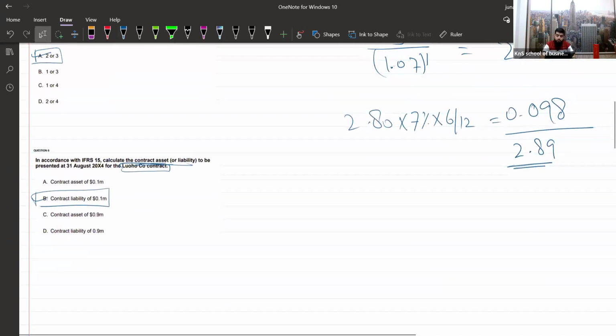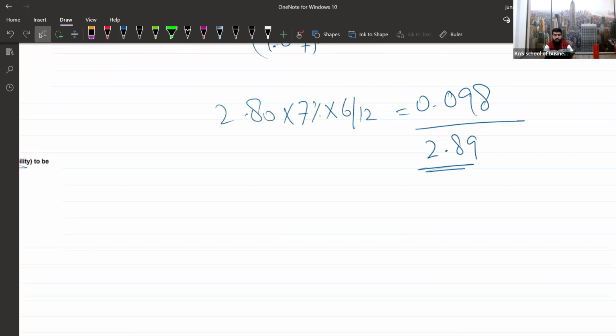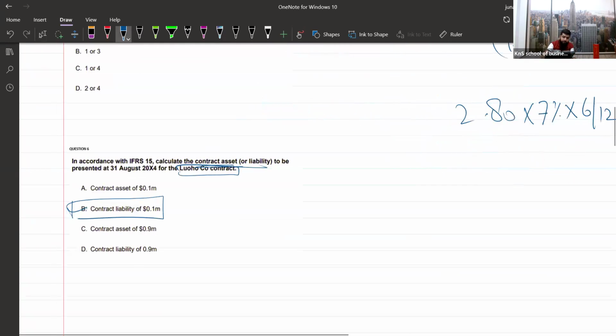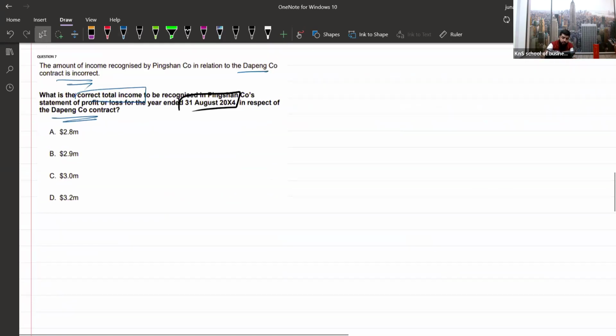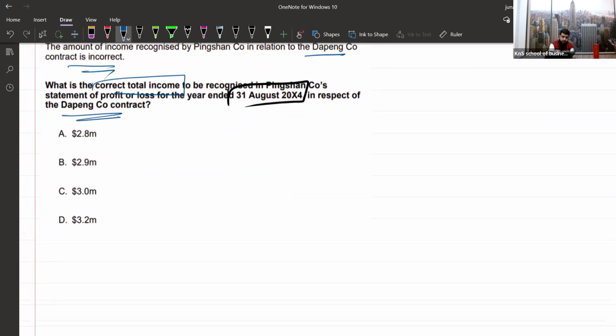Okay, now. So the amount of 2.89 million is the revenue. But there is a problem now. There is a problem with that particular question in the exam. The answer is 2.89 million. If we just look at the options that are available to us, definitely C and D are both incorrect.